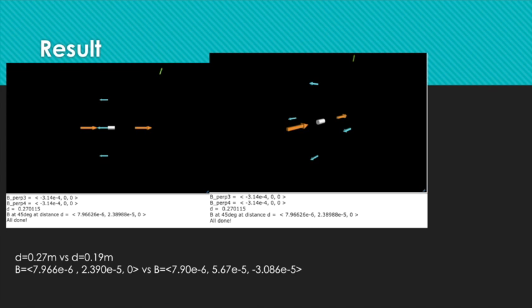The white section represents the magnet. The orange arrows represent the magnetic field we observe along the magnet axis, and the blue arrows are from the other perpendicular observation points. The green arrow represents the 45 degree angle observation point. I got the distance from the 45 degree observation point in the coding part to be 0.27 meters. I got from my experiment that it is 0.19 meters.